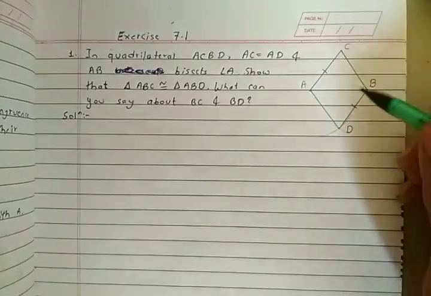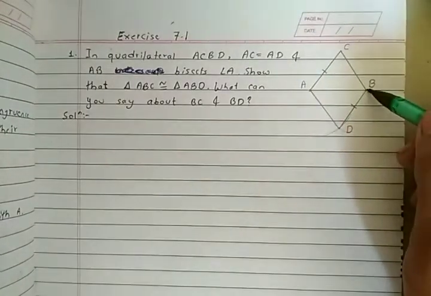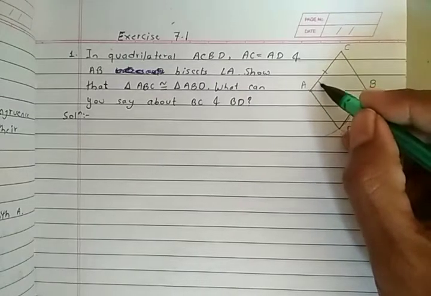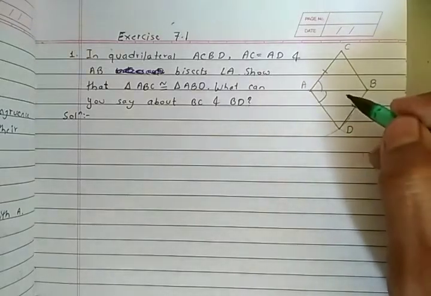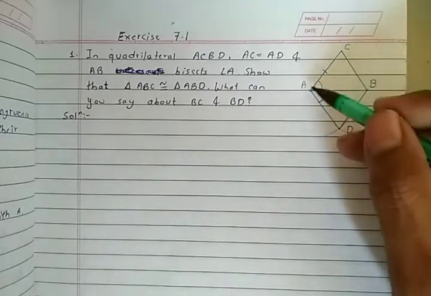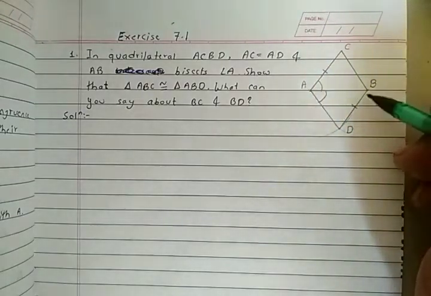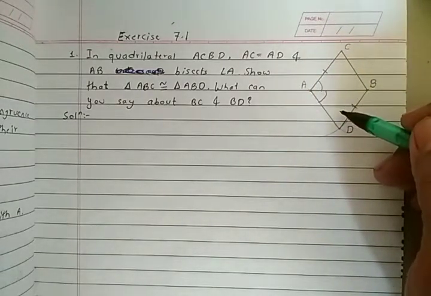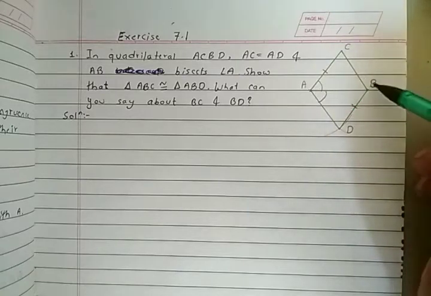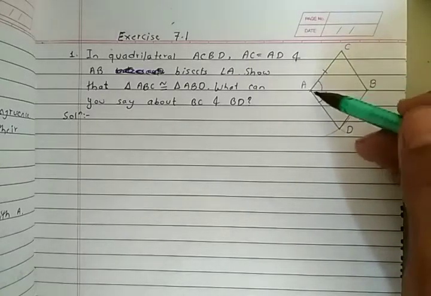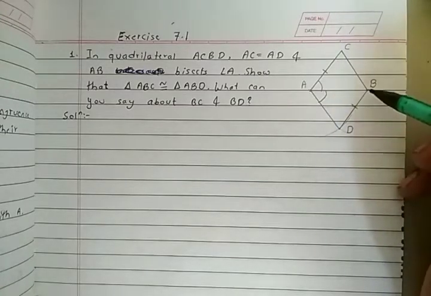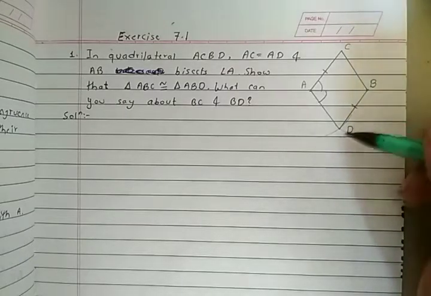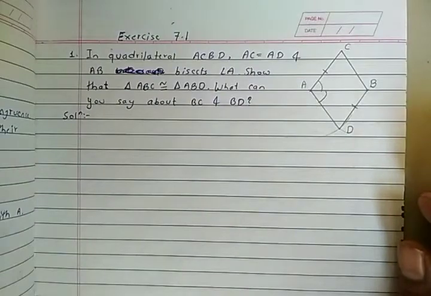Okay, and AB is bisecting angle A, which means this angle and this angle are the same, that is, angle CAB and angle DAB are both equal. Here we have to show that triangle ABC is congruent to triangle ABD. And one more question is asked: what can you say about BC and BD? Is BC equal to BD? We have to show this also.